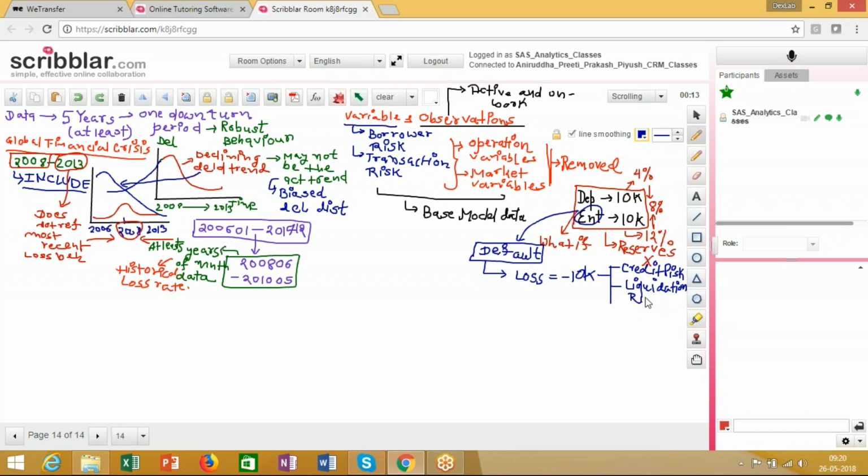Now, when the people do not get their money, they start losing confidence in the bank and they start closing off their accounts. Therefore, the next risk that the bank faces is that of reputation risk.